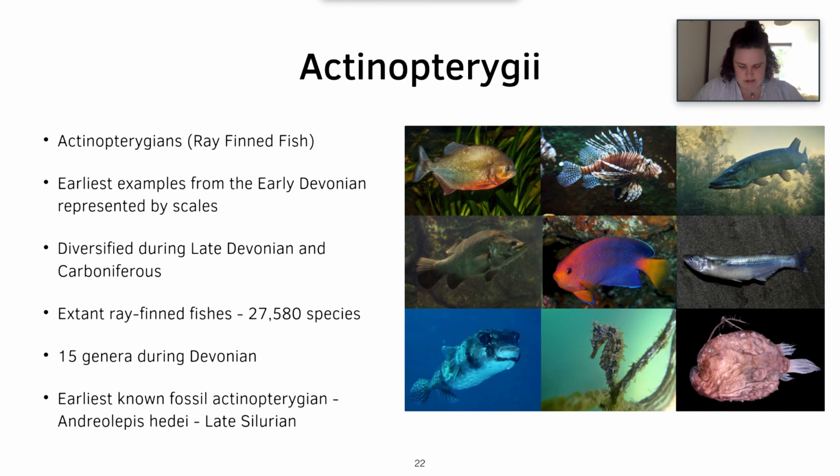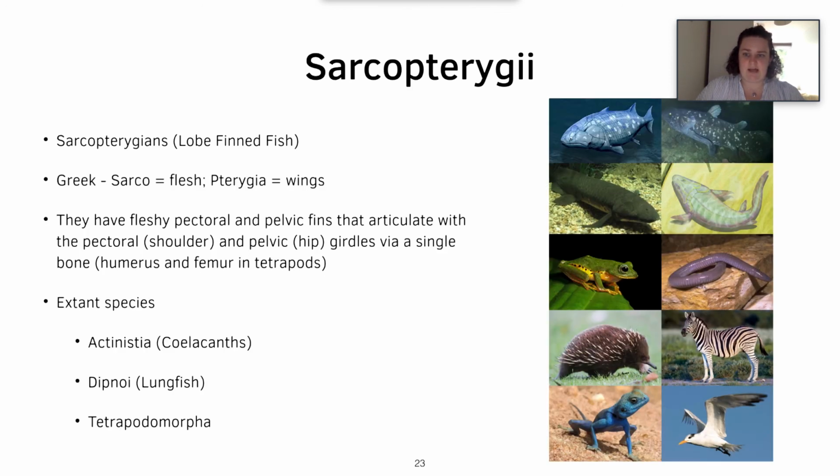In general, for the extant rayfin fish, there are around 27,580 species. During the Devonian, we had 15 genera that we know about. The earliest known fossil Actinopterygian is Androleptis hedii, which is known from the late Silurian. Then we move on to the Sarcopterygii, which means the lobe-fin fish.